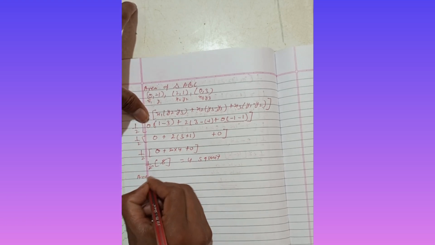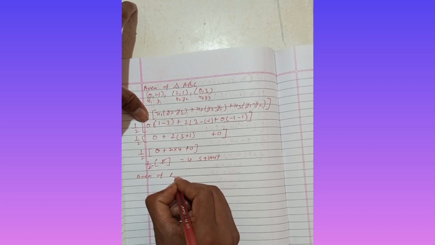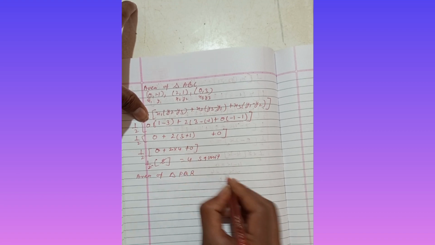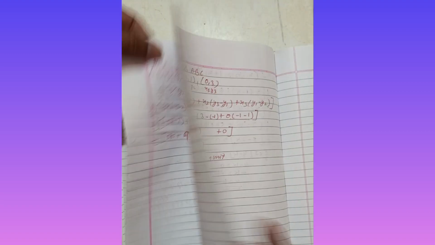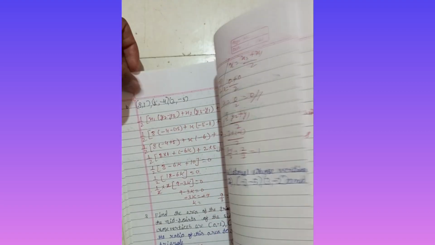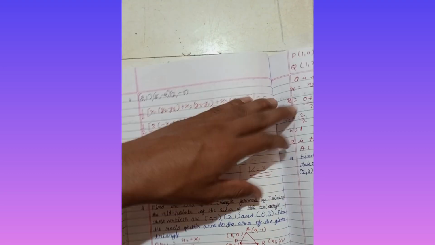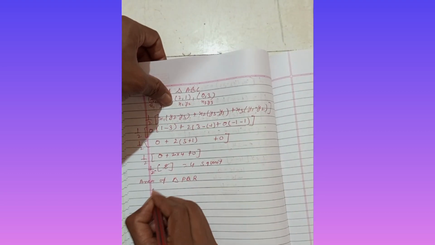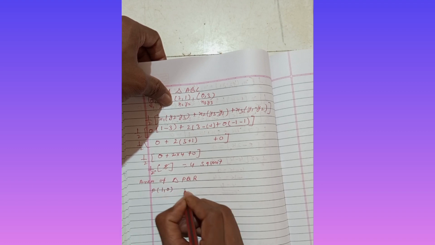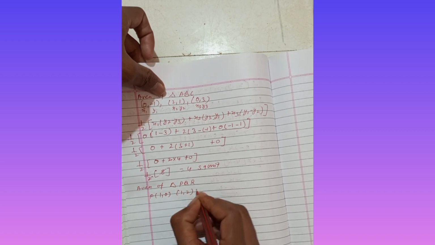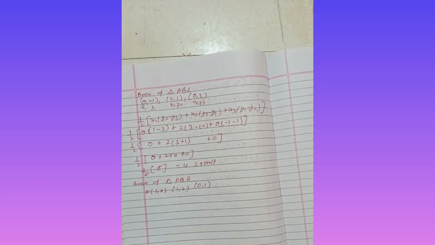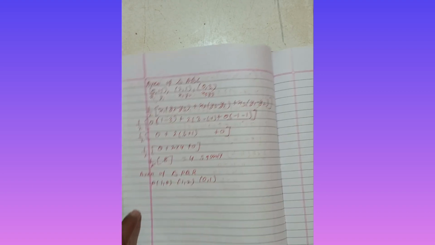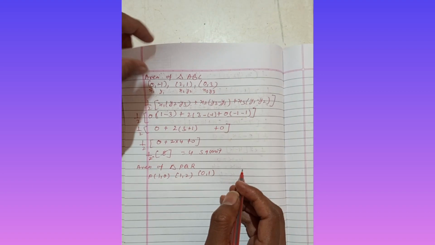Area of triangle PQR. So what are the vertices we got? P vertices we got 1 comma 0, Q vertices we got 1 comma 2, and R vertices we got 0 comma 1. We got these vertices. Now we write the formula for this also, and we find the area of this one. Then we find the ratio.